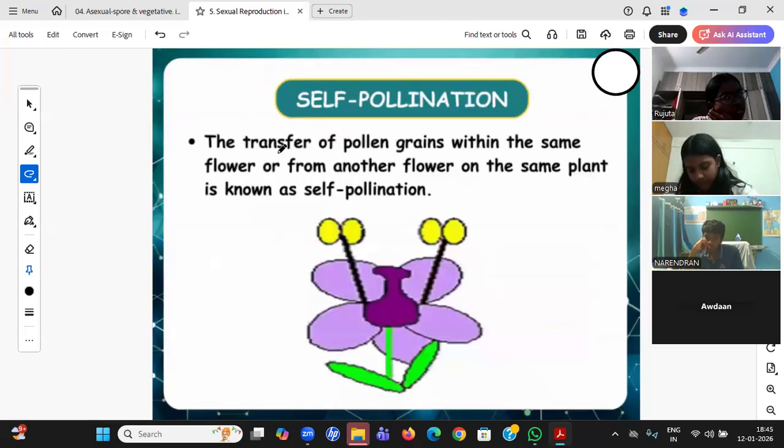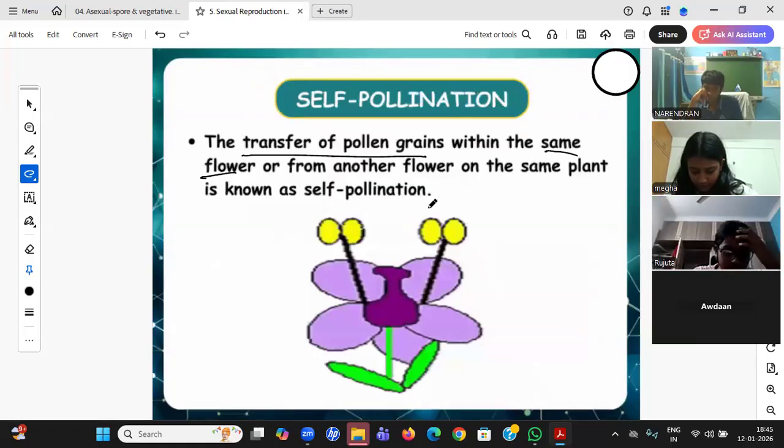What does self-pollination mean? Obviously pollination means transfer of pollen grains, but self means within the same flower. You see, there is a flower. This is a female part. This is the male part.